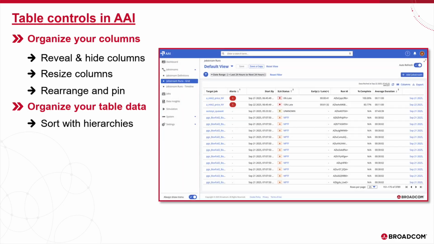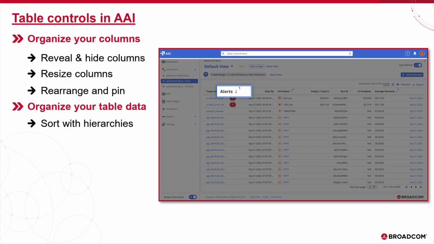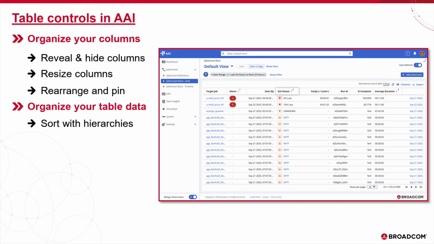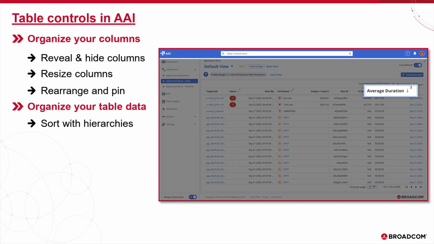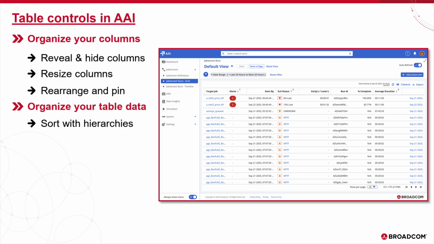For example, you might sort first by alerts and SLA status, and then by average duration, so job streams with alerts which are in a trouble state and with the longest average durations are listed up top. This helps you prioritize quickly. You see the worst offenders immediately instead of hunting for them in a long list.